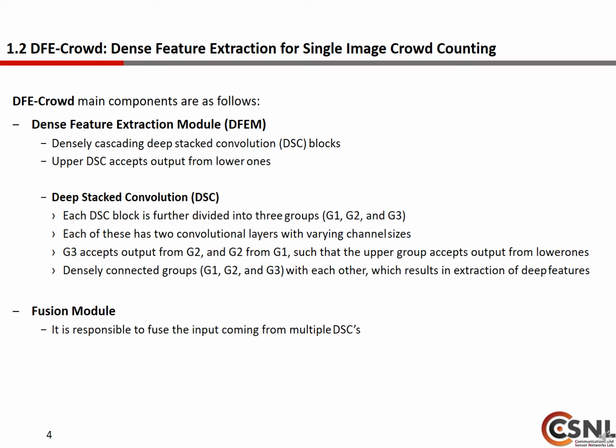whereas in each DSC, for example, G1 is sending the information to G2 and G2 is sending to G3, while G1 is directly sending the information to G3 as well. Finally, we have a fusion module, which is used to fuse the inputs coming from the multiple DSCs.